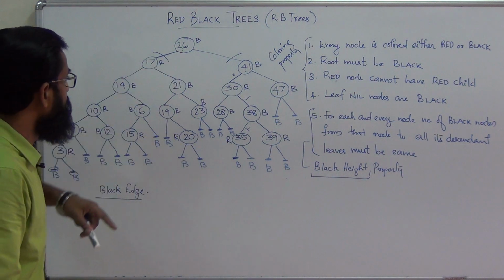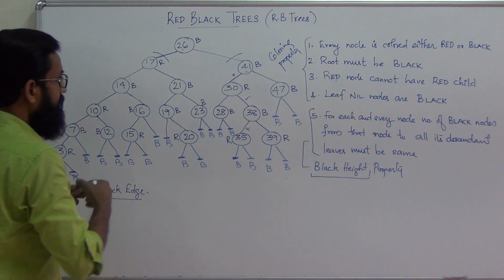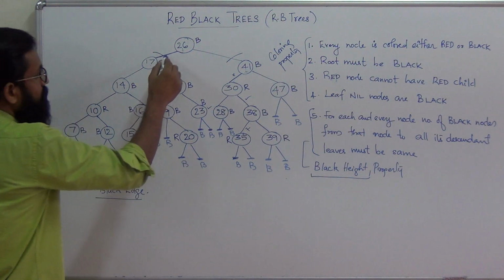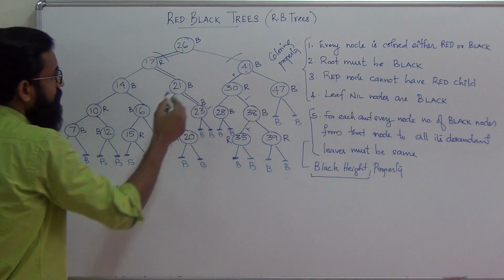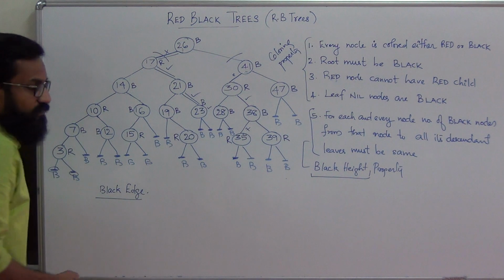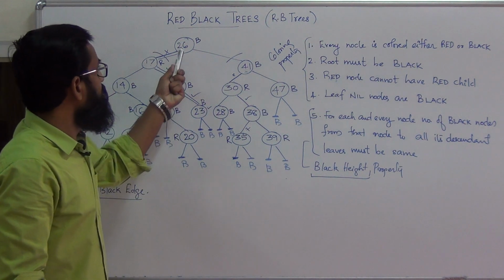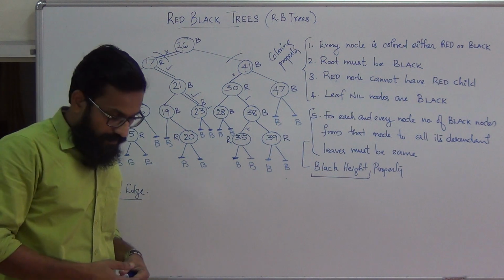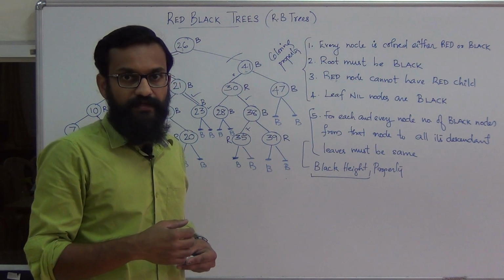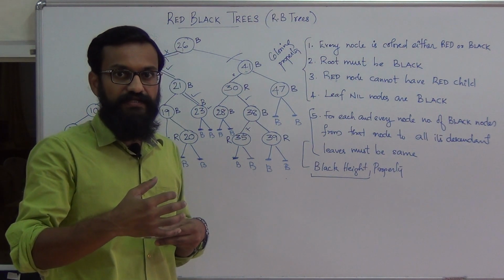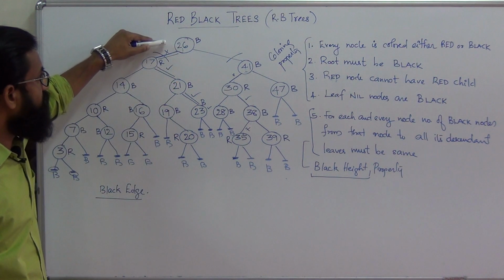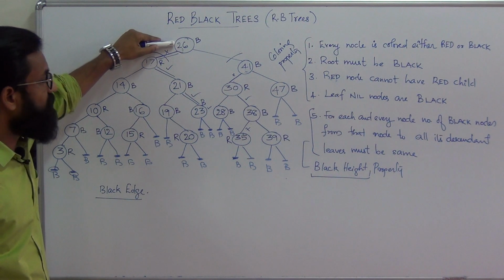If I take 26, for the black height of 26 you can take any path from 26 to a descendant leaf. Let us take the descendant leaf 23. This will be the path. Count the number of black edges. This is not a black edge, this is a black edge and this is a black edge. So you have 2 black edges, and the black height of 26 is 2. Now how do you define the black height of a red black tree? The black height of a red black tree is the black height of its root. So for this red black tree, the black height is 2 because the black height of 26 is 2.